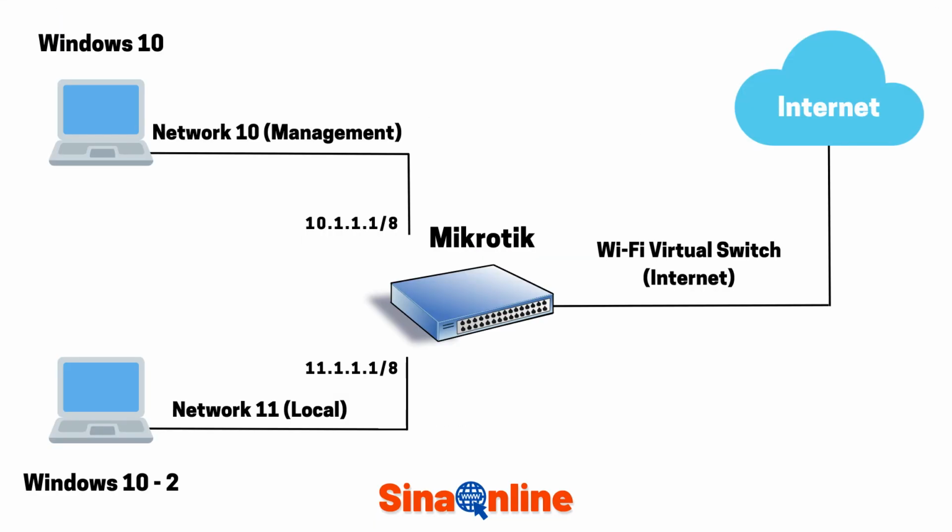This is my topology in this implementation. As you can see, I have network 10, network 11 and a Wi-Fi virtual switch. Network 10 is just for management purposes, and I will manage this router by using this network. Network 11 is my client network. I will set up a DHCP server on this interface and provide internet access for my clients. The Wi-Fi virtual switch is a network that has internet access and provides internet connectivity to my Mikrotik router. I will get IP addresses for this network from the upstream DHCP server.